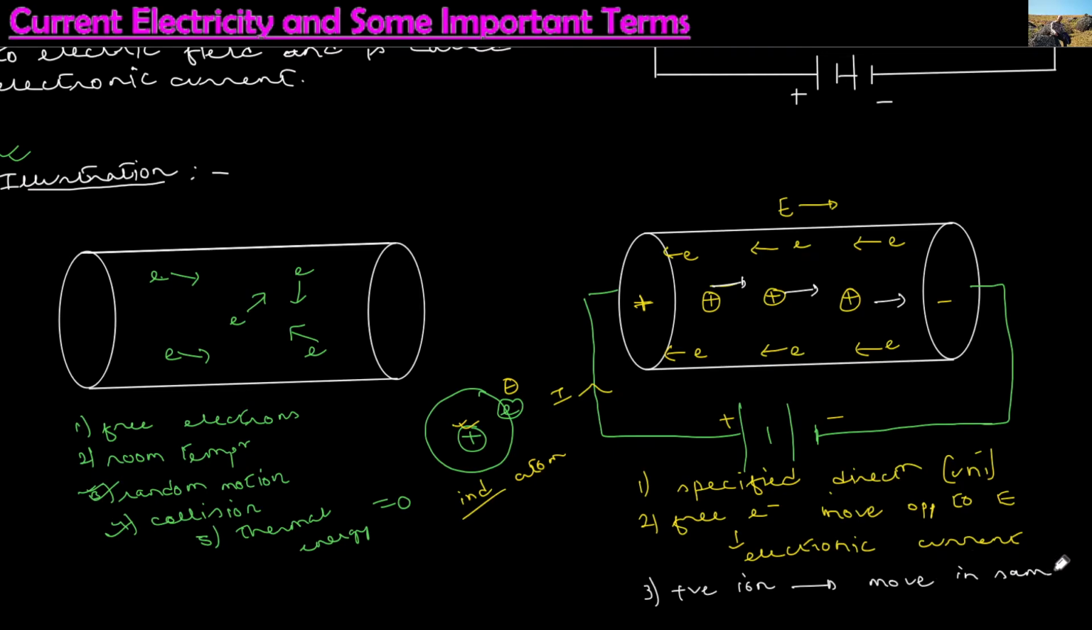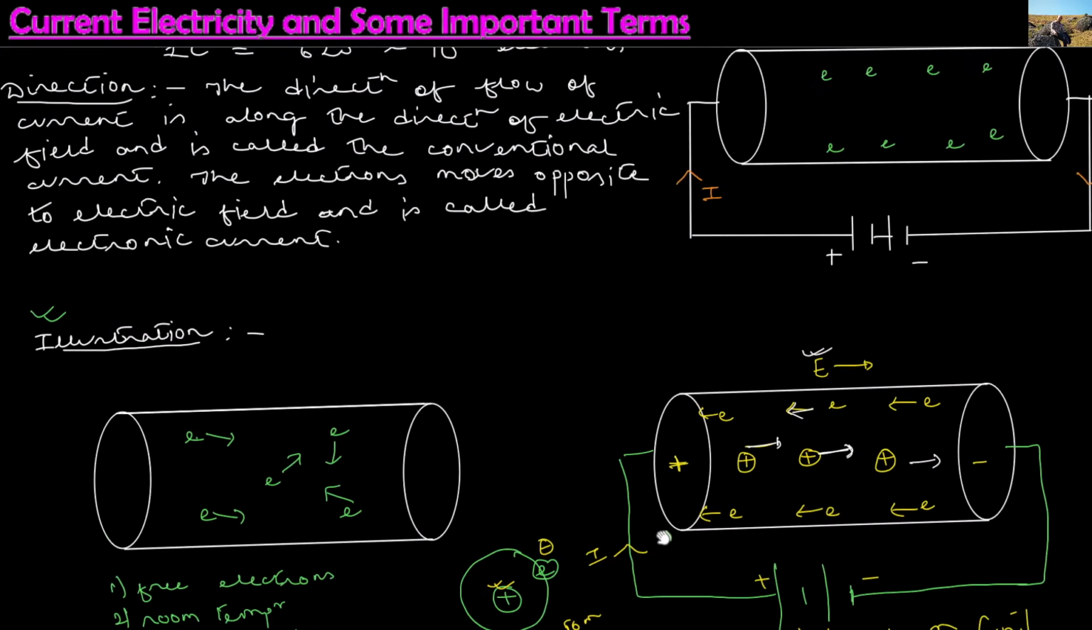And when these positive ions move in the same direction as E, this movement of positive charge ions is what we call our conventional current. So electronic current moves in a direction opposite to E, whereas these positive charge ions will move in a direction along the direction of your electric field.